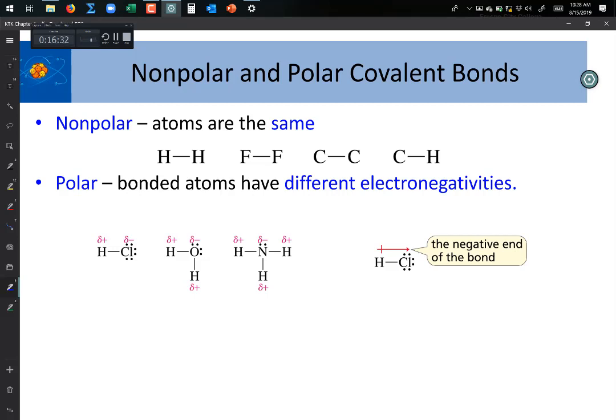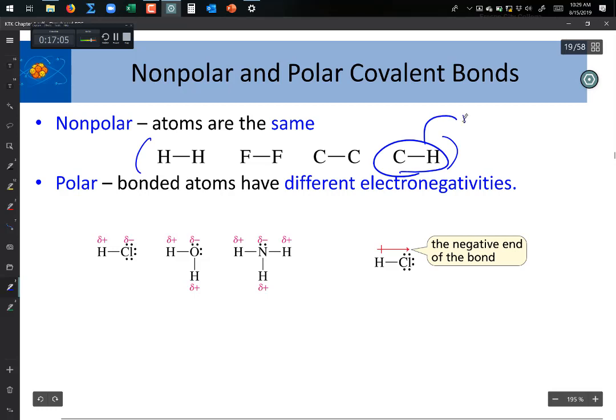Perfect. It's 10:28. So we have to talk about polar bonds and polar molecules, and so it's nonpolar when atoms of the same type are bonded together. That's the only time in organic chemistry, really. Or it's C-H, because carbon and hydrogen's electronegativities don't vary that much. The difference between them is only about 0.4. And so when you see this, these are nonpolar.